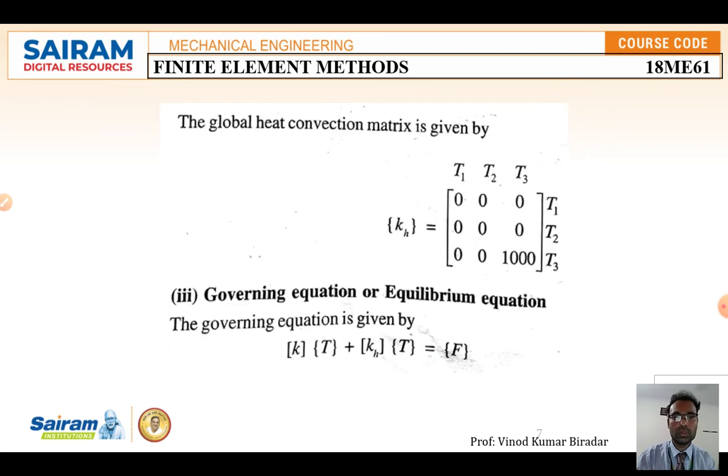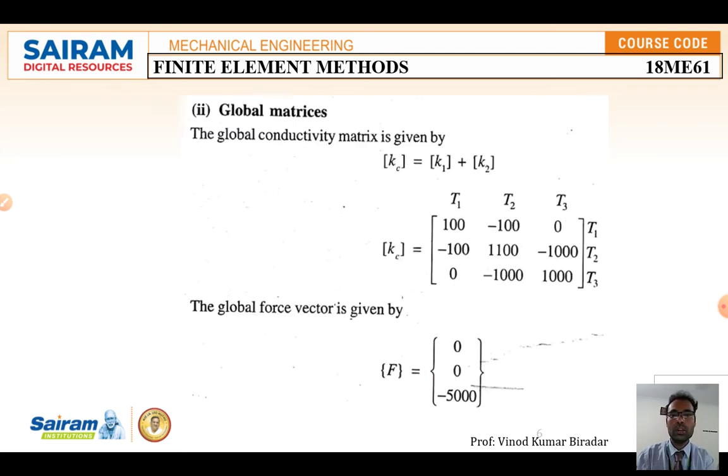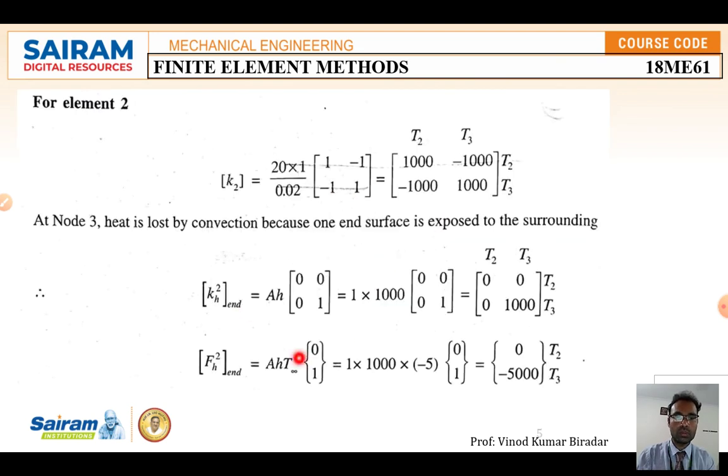Here, what you must remember, and this is very important: at node number 3, heat is lost by convection. One end surface is exposed to the surrounding, so this is heat loss due to convection, heat exposed to the atmosphere. This is different. Now the global stiffness matrix is equal to Kc plus this, which is normal only. The global force vector is equal to this. This is due to the end surface being exposed. This is the point you have to remember in this composite wall.